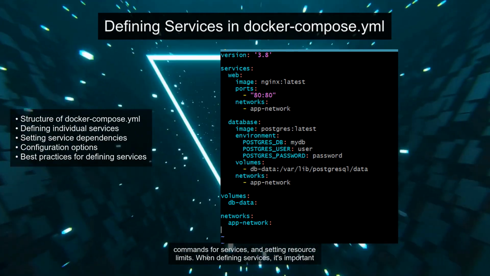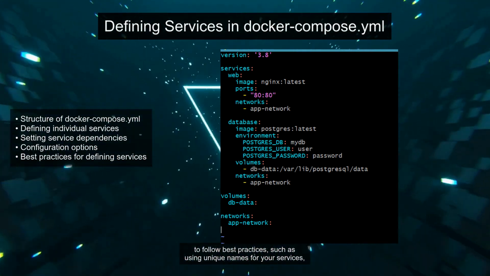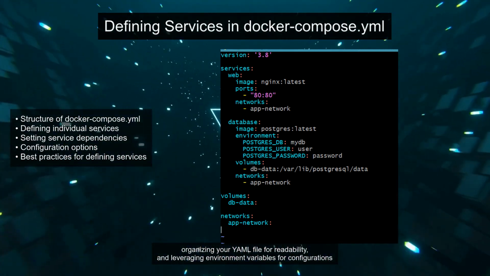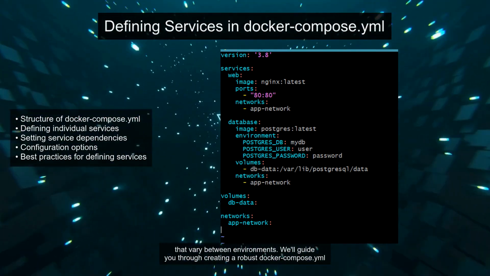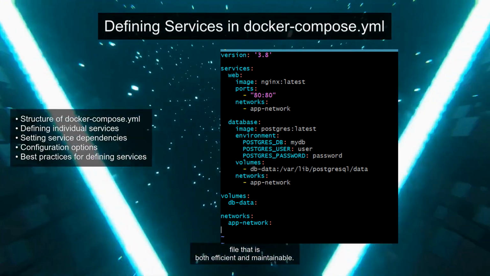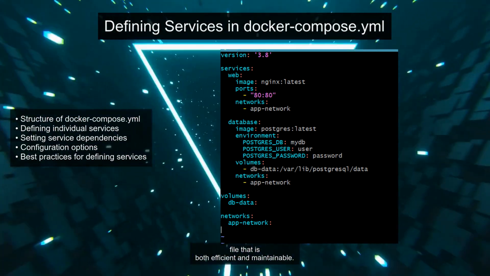When defining services, it's important to follow best practices, such as using unique names for your services, organizing your YAML file for readability, and leveraging environment variables for configurations that vary between environments. We'll guide you through creating a robust docker-compose.yml file that is both efficient and maintainable.